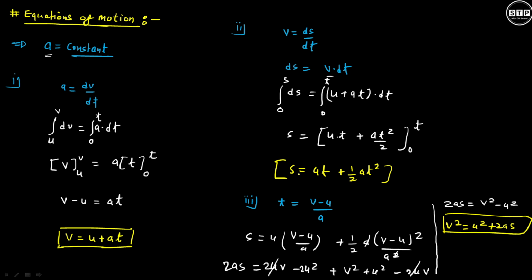So this is how, using calculus, we can derive these three equations of motion, and we can also derive them using geometry. Now these equations of motion are used only when acceleration is constant. Even if the sign of the acceleration changes, we will not use these equations directly; either we will break down the time period.